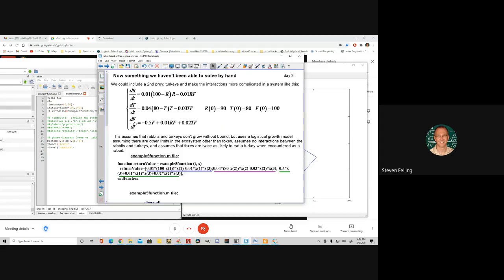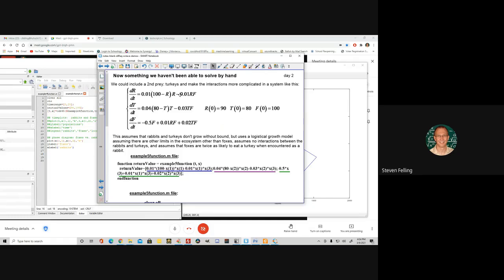But the foxes are negatively affected by other foxes, because they're competing with each other for the food source, but they're increased by both rabbit-fox encounters and turkey-fox encounters. And then maybe by making this 0.02, we're saying that foxes are twice as likely to eat a turkey in an encounter than they are to eat a rabbit in an encounter. For some reason, they like turkeys better. They're bigger, I guess. I don't know. And then we would also have to specify an initial condition for the turkeys.